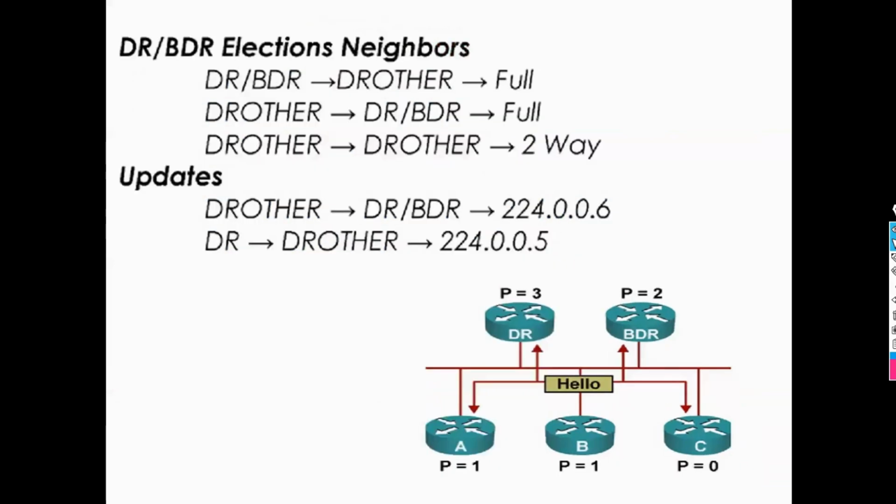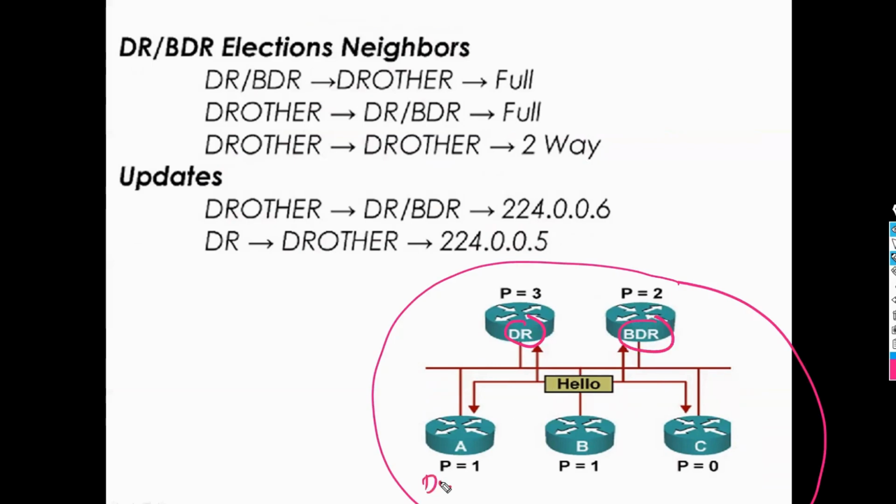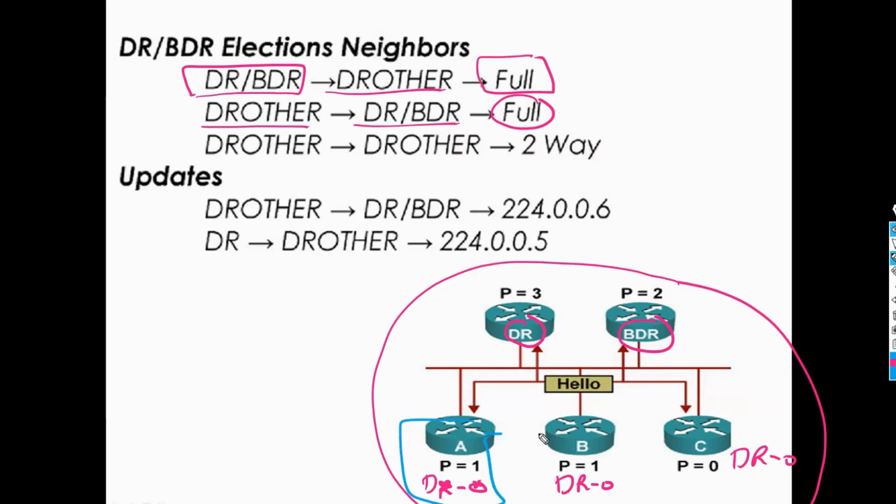Now, let's talk about relations. Here we have some routers in this area. This one is acting as a DR. This one is acting as a BDR. These are acting as DR others. Now, what is the relation? The DR and BDR relation with a DR other is full. The DR other relation with the DR and BDR is full. And remember, one DR other's relation with another DR other is only what?